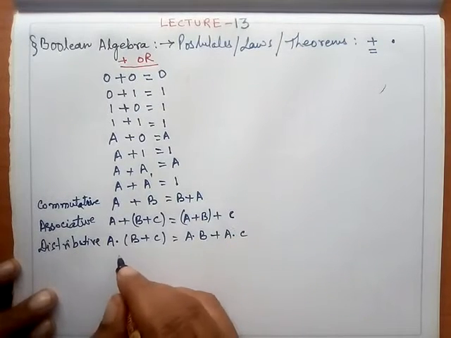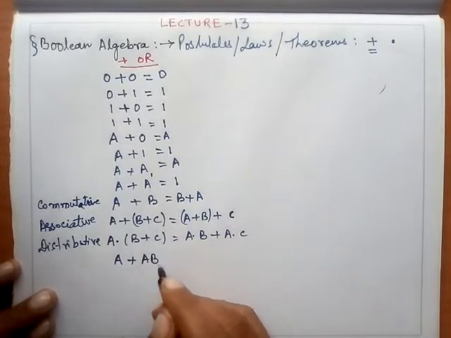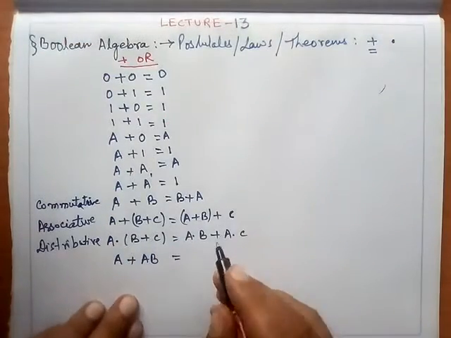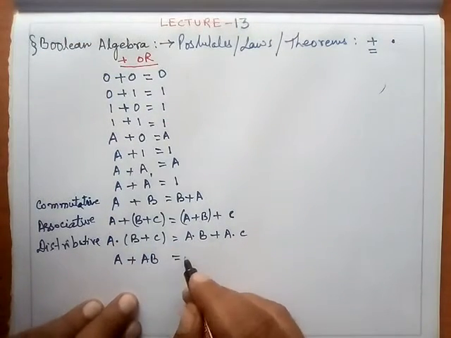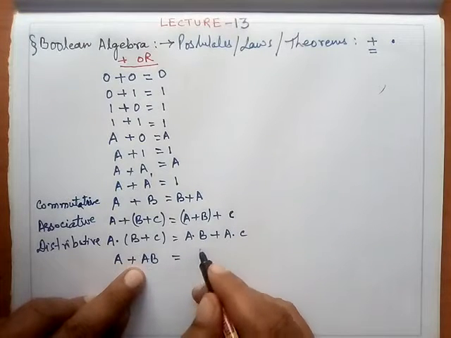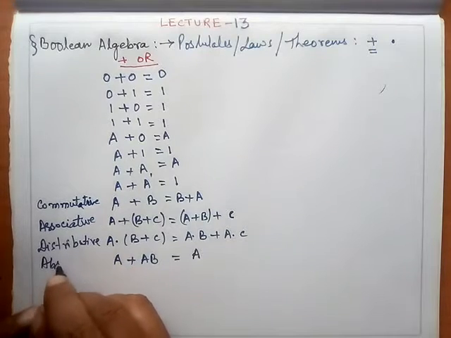Next, one more law, that is called the absorptive law. A plus AB. I'll prove them later on. These can be treated as formulas. A plus AB, taking A common, is simply equal to A. This law is called the absorptive law.